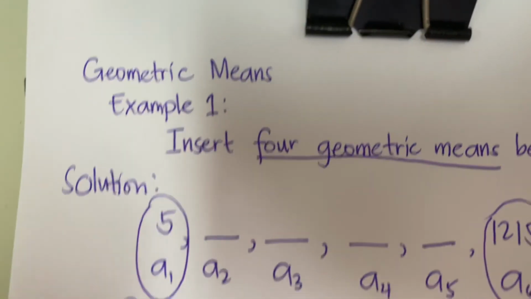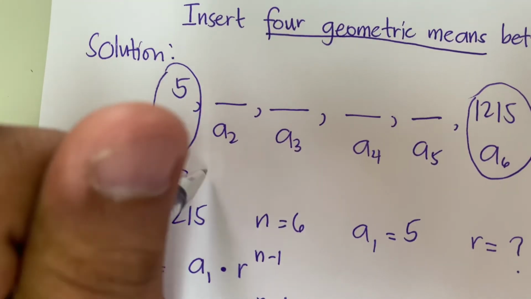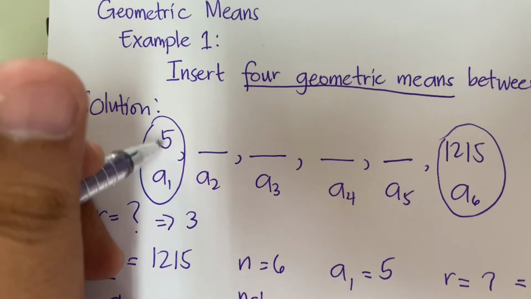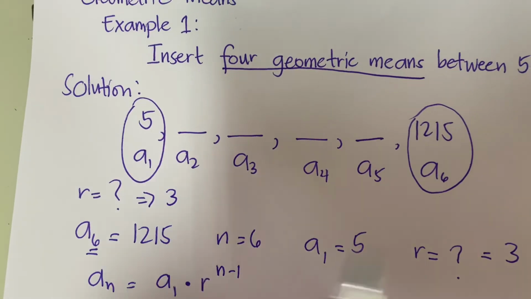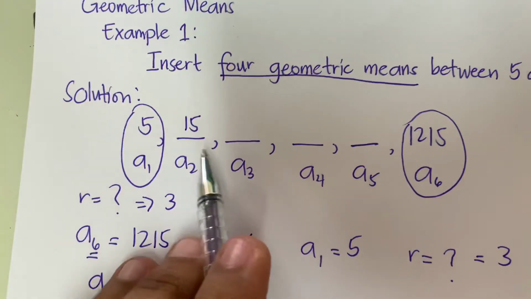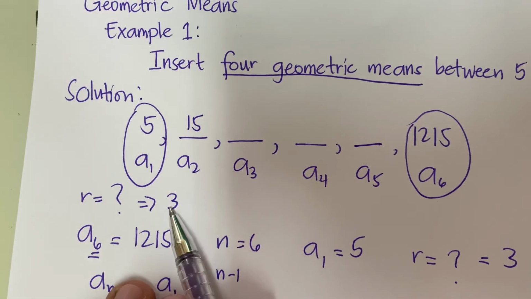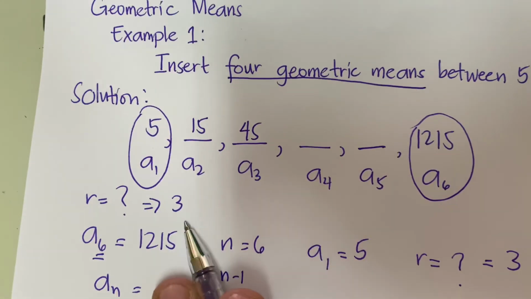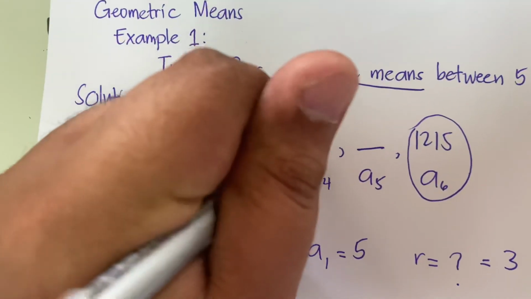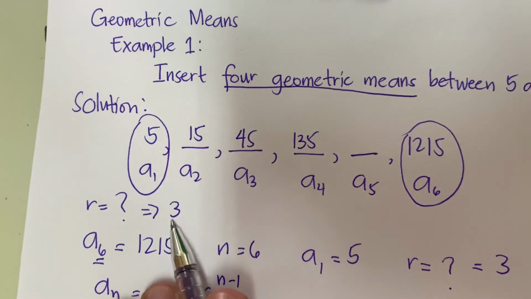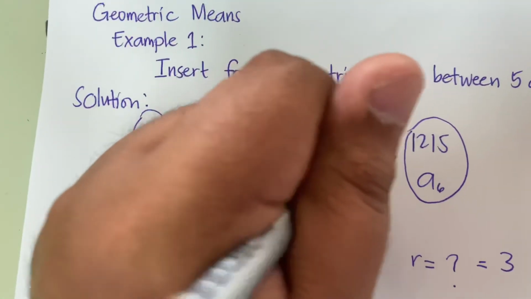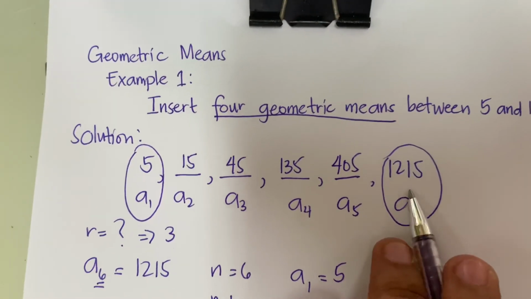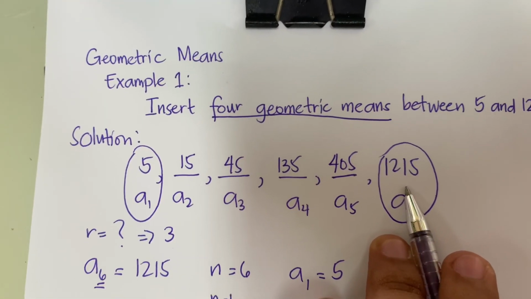So 5, then this will be 3, and this will be 3. So 5 times 3, the answer is 15. 15 times 3, the answer is 45. 45 times 3, it's 135. And 135 times 3, it's 405. And 405 times 3 is 1,215. That's it.